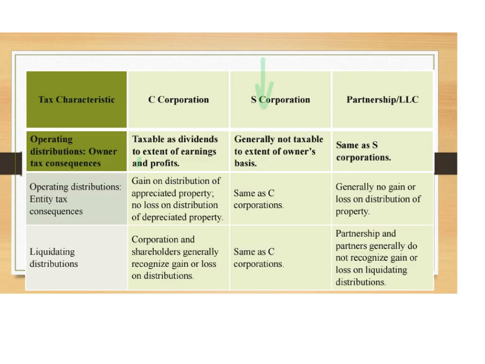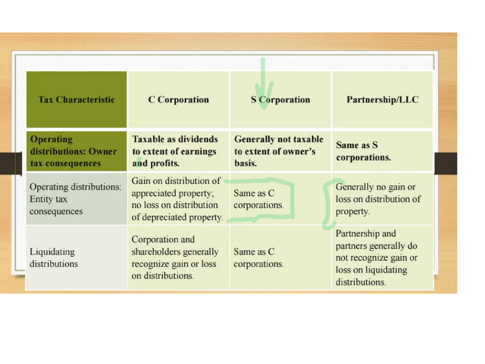From an entity perspective, the C corporation will have a gain on the distribution of appreciated property and no loss on depreciated property, okay? S corporations are the same as C corporations in this regard, all right? Remember, our partnerships, typically, there was no gain or loss on the distribution of property, all right?